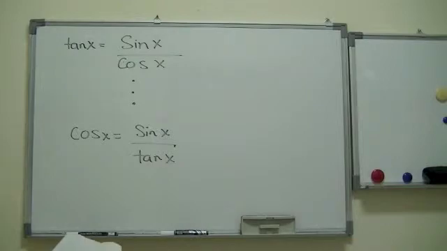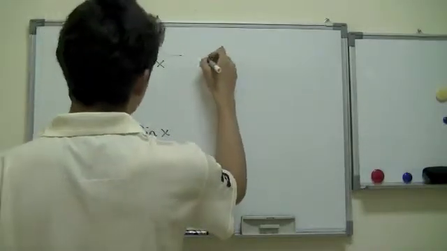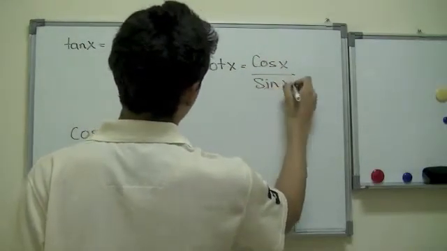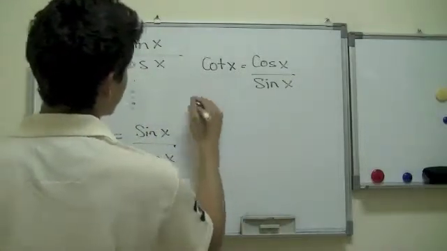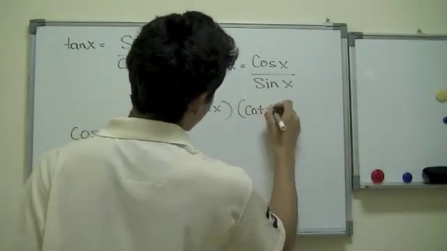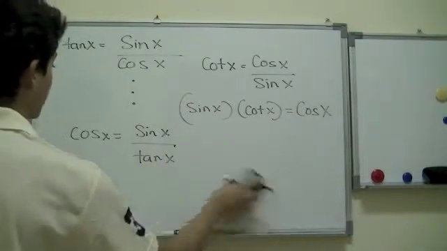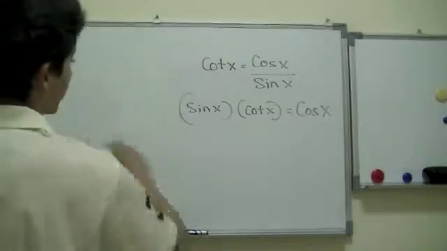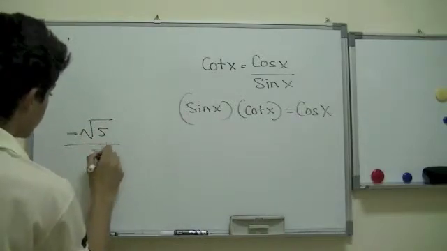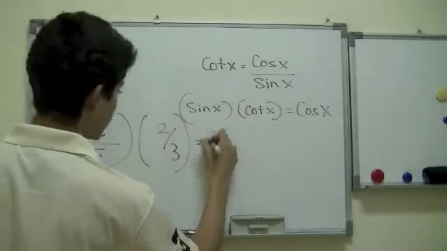So what we can do now is flip this around and make it say that cotangent of x is equal to cosine of x divided by sine of x. If you multiply, sine of x times cotangent of x is equal to cosine of x. Now let's plug in the values that we know. After plugging in, it would be negative radical 5 over 5 times 2 over 3 is equal to cosine of x.